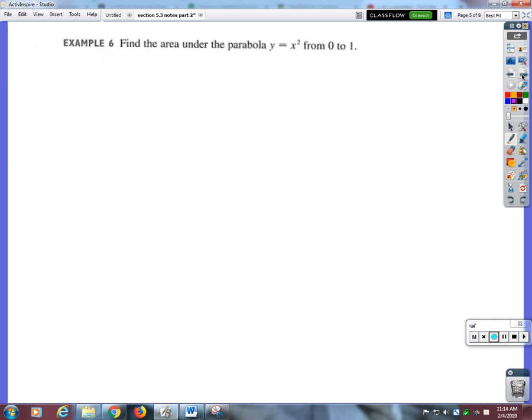All right, so let's play again. This is just stated in words what the integral is actually doing. Find the area under the parabola y equals x squared from 0 to 1. We already know the answer to this. I don't know if you remember, but we did this by adding up an infinite number of rectangles, taking the limit as n approaches infinity, all that kind of stuff. So that means we're going from 0 to 1 of x squared dx.